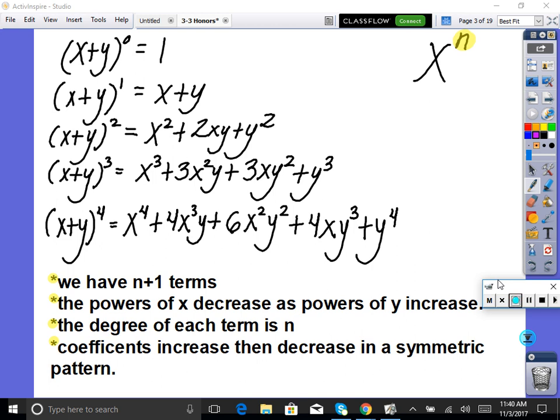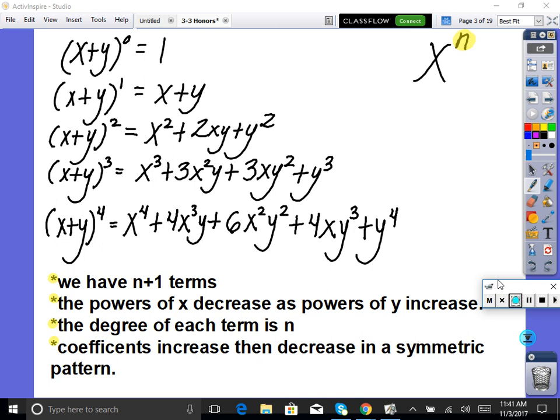So we have x plus y to the 0 equals 1. We have x plus y to the 1 is x plus y. x plus y squared is x squared plus 2xy plus y squared, and so on. Do you see how I just multiplied, taking the liberty of multiplying these out? Couple things to notice. Now I could keep going. What I want you to notice is a couple things.